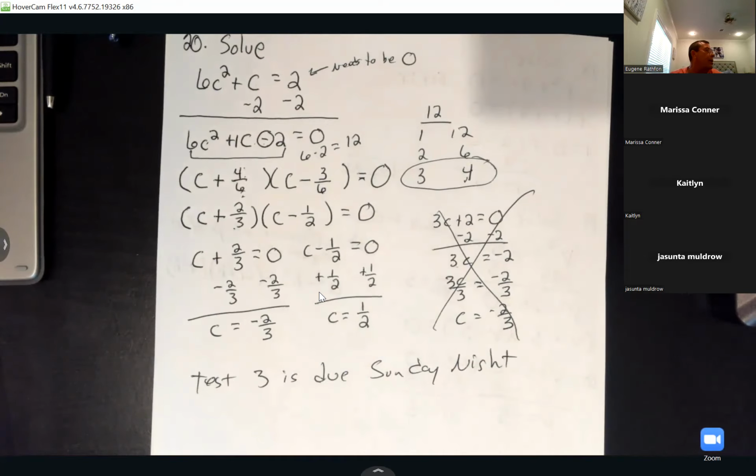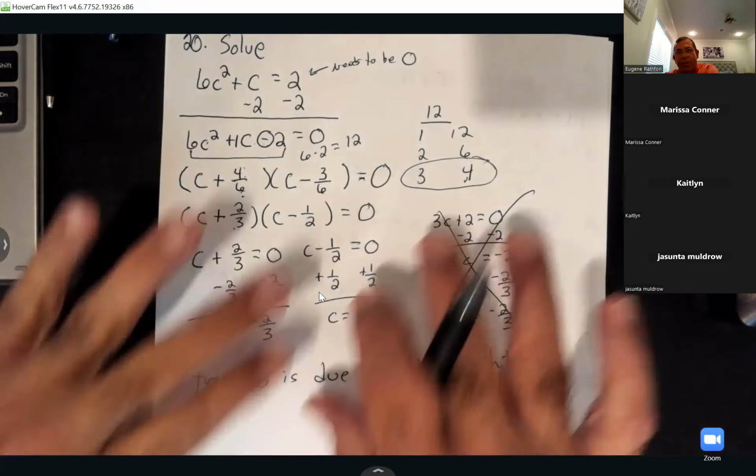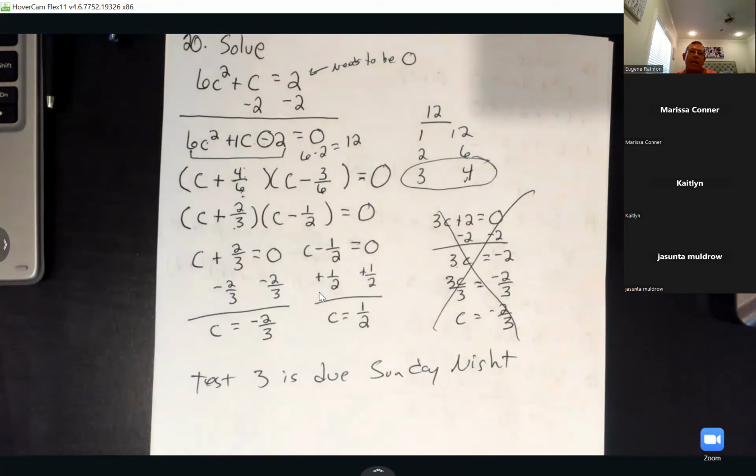Now, next week, the reason you're learning all this factoring is because next week, we're going to be doing a lot of factoring and simplifying things that look like fractions and all that fun stuff. We'll be multiplying these things, dividing, all that fun stuff.